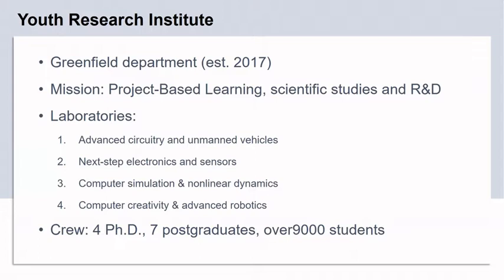We have four labs and one workshop: advanced circuitry, next step electronics and sensors, including chaos-based sensors, computer simulation and nonlinear dynamics lab, which Alexandra is the head of, and computer creativity and advanced robotics. So our crew is now about four PhDs, seven postgraduates, mostly under my humble guidance, and over 9,000 students, really a lot of them.